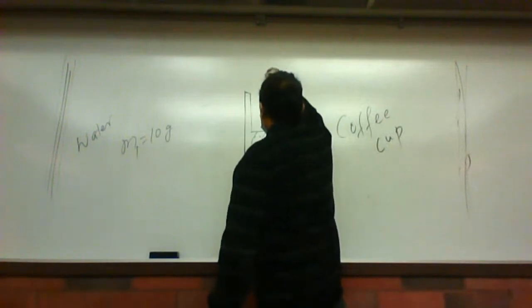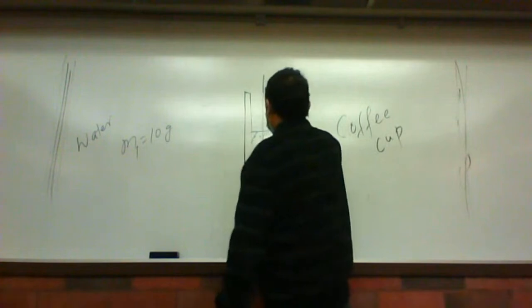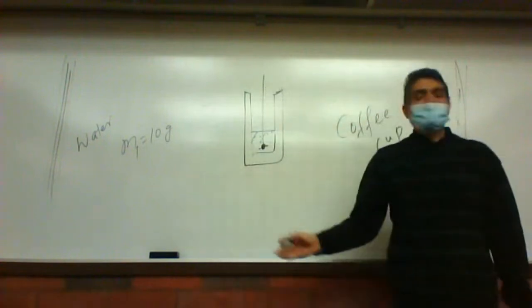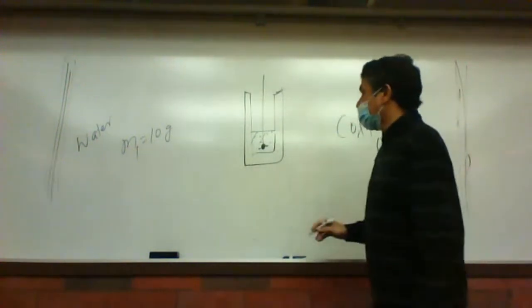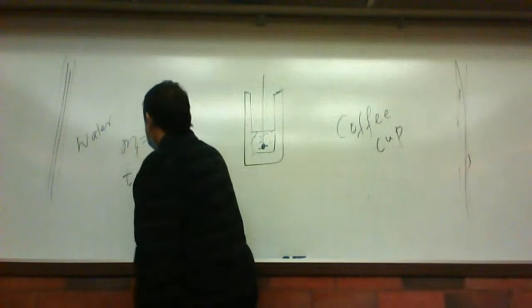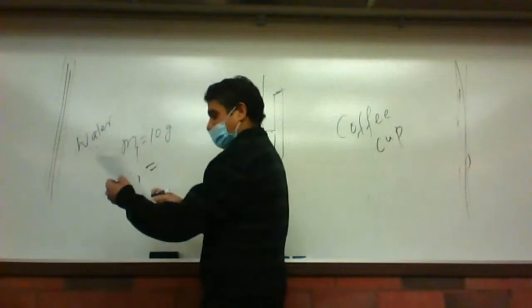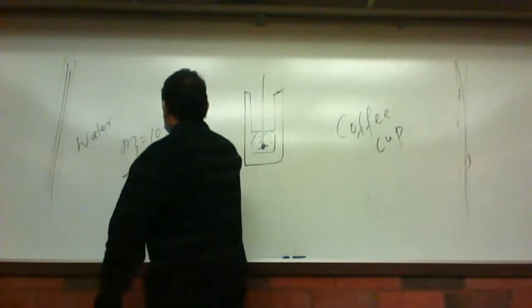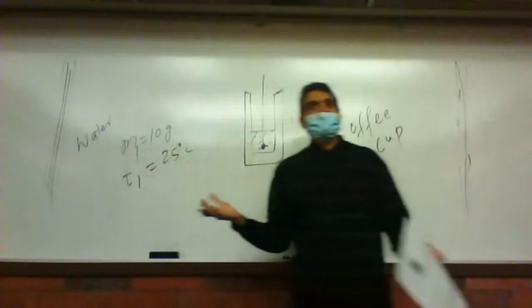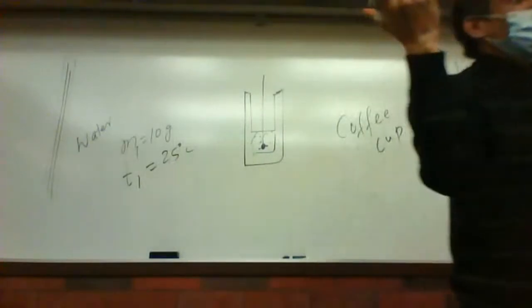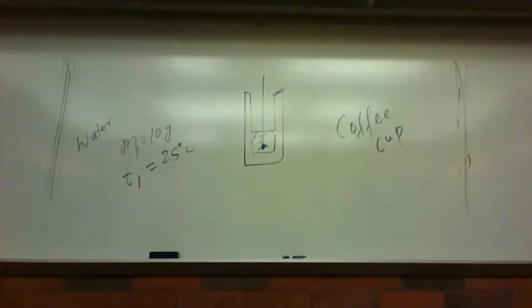I put a thermometer here like this. So I just put water and I put the thermometer and measure the temperature. So T1 equals, let's say I measure the temperature, and that was 25 degrees centigrade. Very simple. You can go to the laboratory. You can do this in your home yourself.